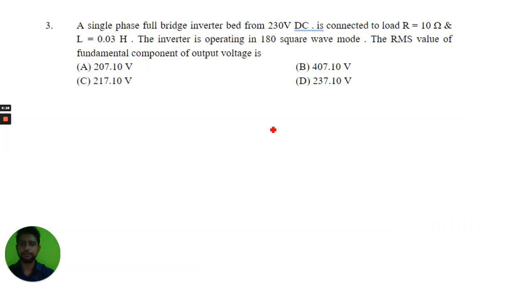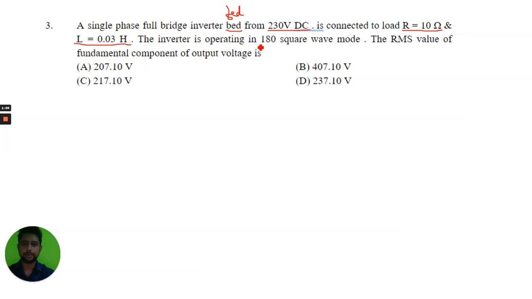In this first problem, we have a single phase full bridge inverter that is fed, F-E-D, from 230 volt DC. So the voltage that is fed is 230 volts and it is DC. And it is connected to a load resistor R equal to 10 ohms and inductance L equal to 0.03. Altogether R and L will form the impedance of this particular circuit.